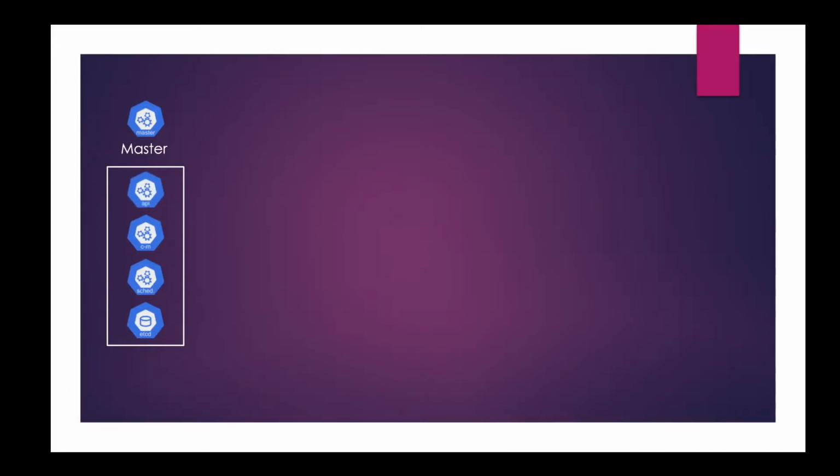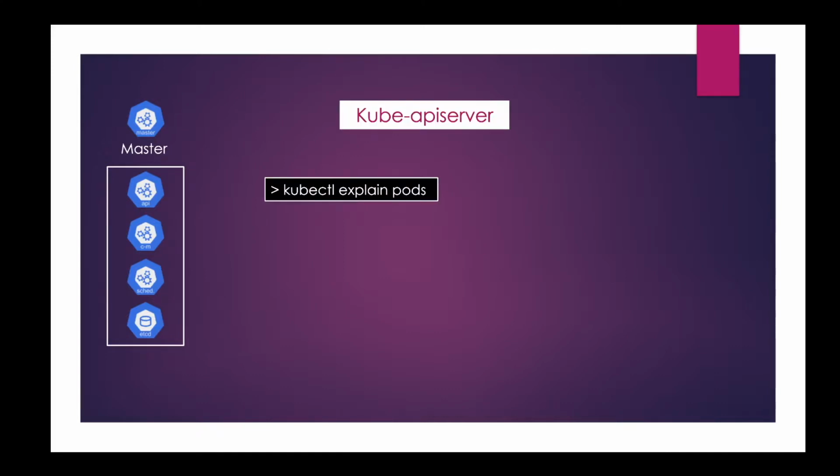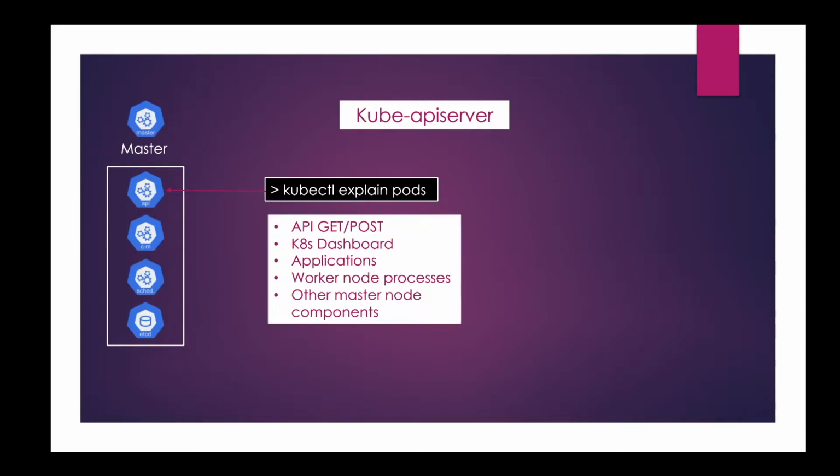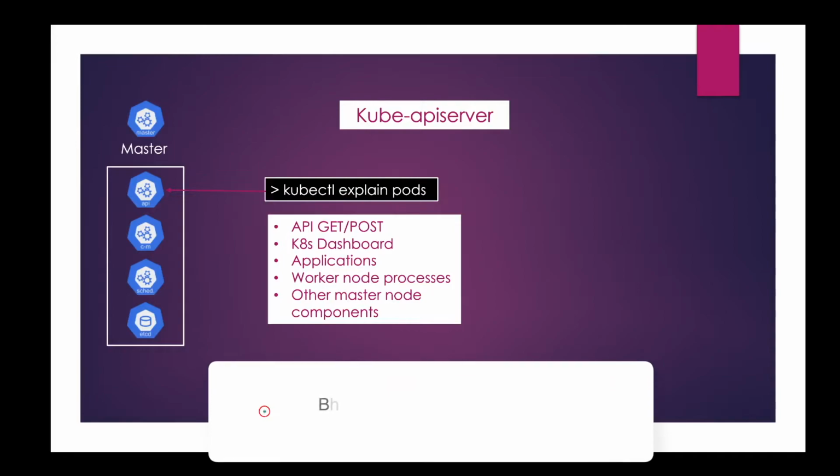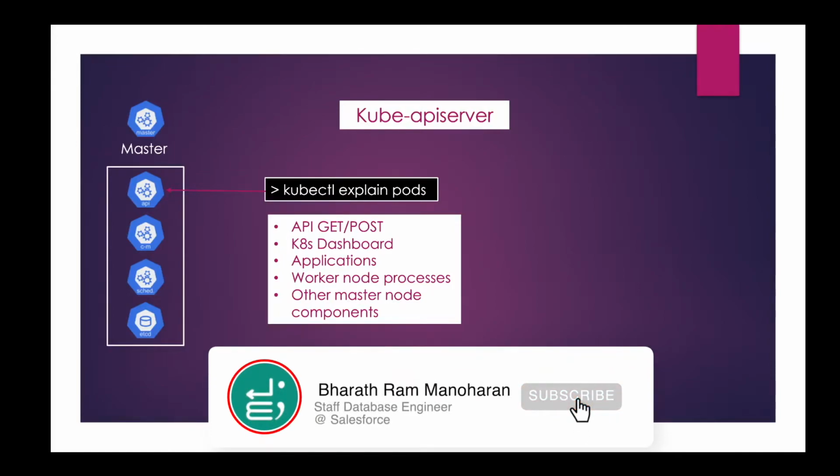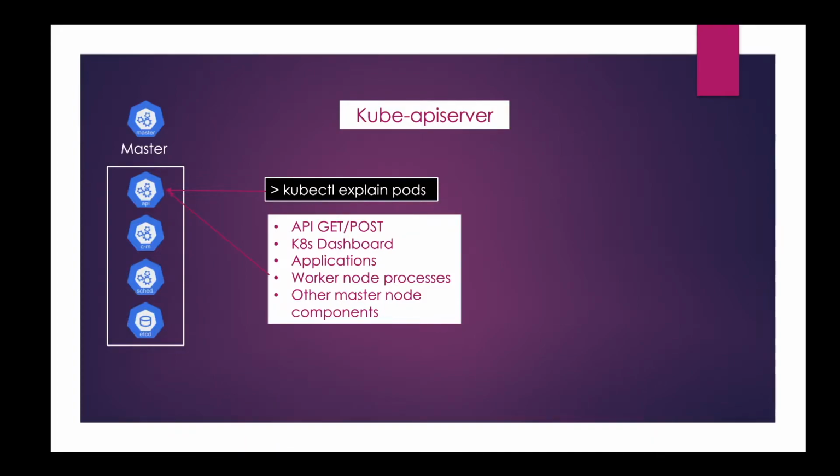Kube API server is one of the main components that run on the Kubernetes master node. When you use a client like kubectl, it first actually starts by interacting with the API server. And not just kubectl, your API calls, Kubernetes dashboard, or any application that wants to communicate with the Kubernetes cluster, worker node components, master node components, they all first go through this API server. And this API server authenticates, authorizes and validates those connections.